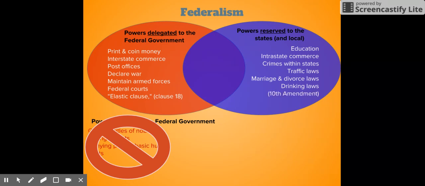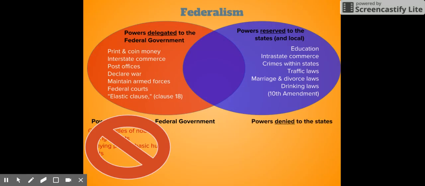And a lot of this is really spelled out because of what's called the 10th Amendment. We're going to look at the Bill of Rights in a later lesson. And the 10th Amendment basically says that powers not delegated to the federal government can be reserved to the states, and we'll look at that. So the 10th Amendment kind of gives the power for these reserved powers.